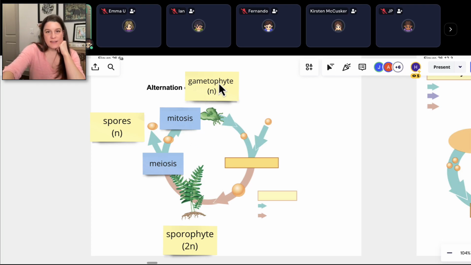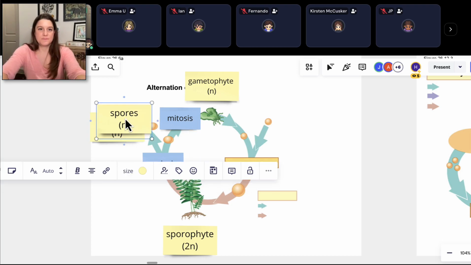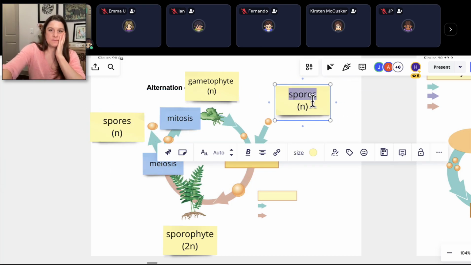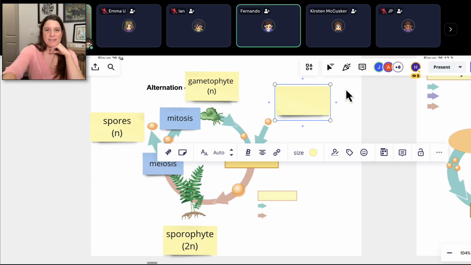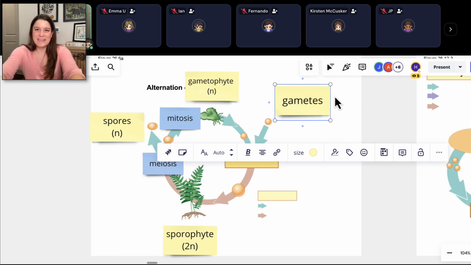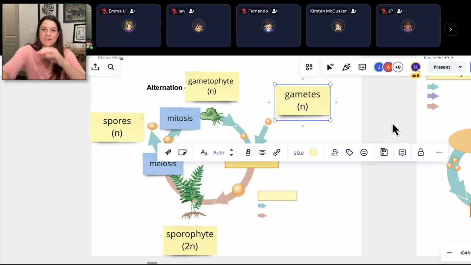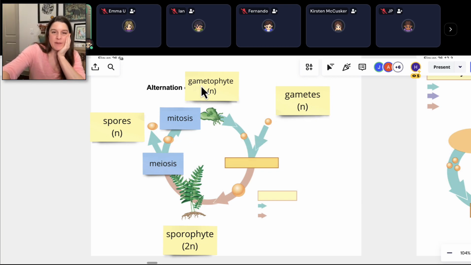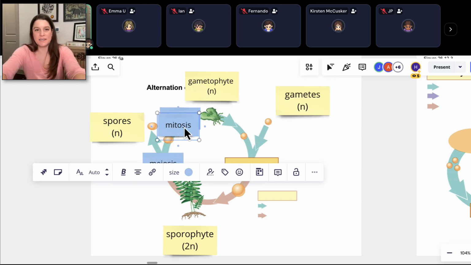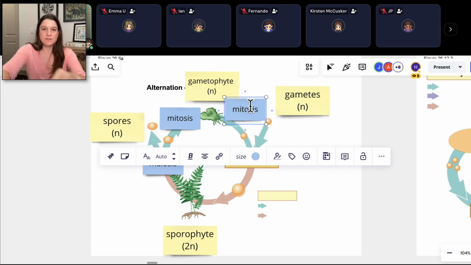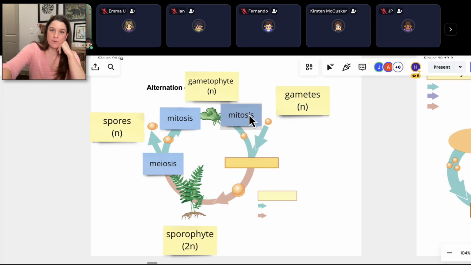Then the gametophytes are there. What are they going to make? Sporophytes make spores. Gametophytes make gametes. Thank you. Yes. Gametes. And you guys just told me that those are always N. So that means gametophytes are doing division to make gametes, N to N. So that must also be mitosis, same ploidy.